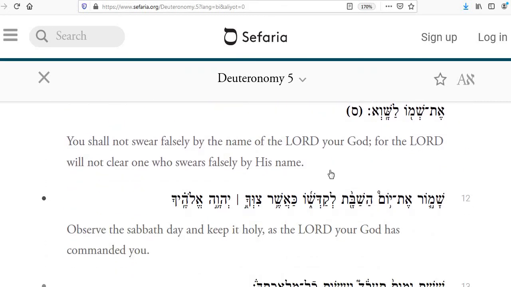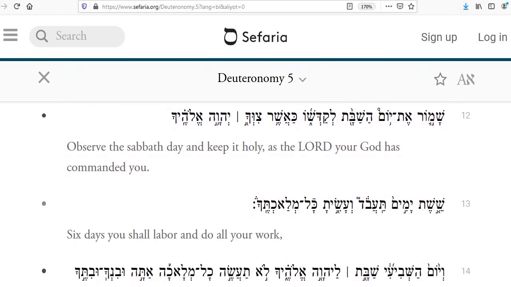And you shall not swear falsely by the name of the Lord your God. So you cannot blaspheme. This is covered in the 7 as well. Nor can you, in a court of law, swear to something that isn't true. So this would be establishment of courts of justice as well.